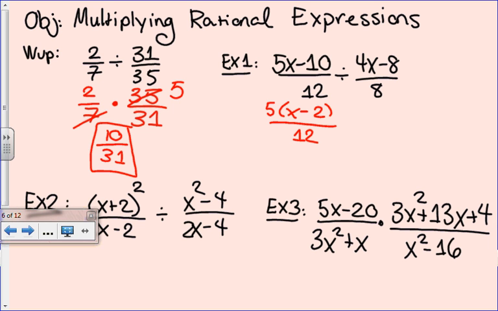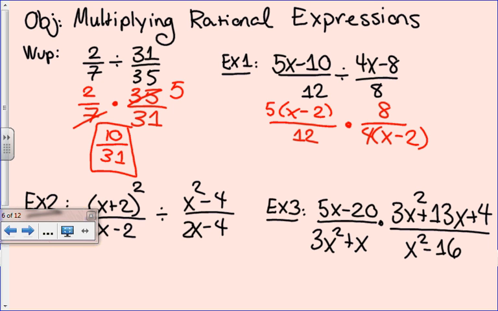Do I cross off the 2 and the 12? No, because one is inside a quantity and one is outside. They can't play together. All right, dot. I'm going to flop around 8 over 4x minus 8. Can I factor it? Yes. What can I do? 4 times x minus 2. All right, so now I need to look for shortcuts.